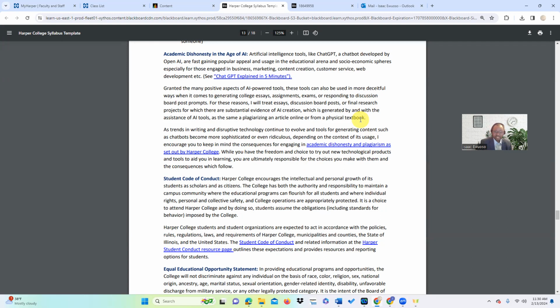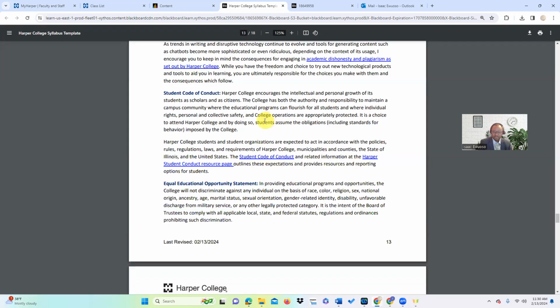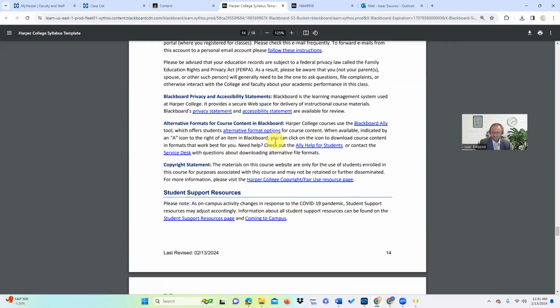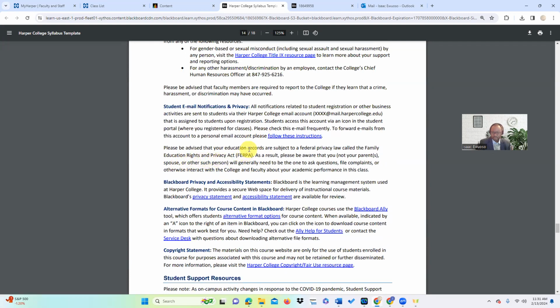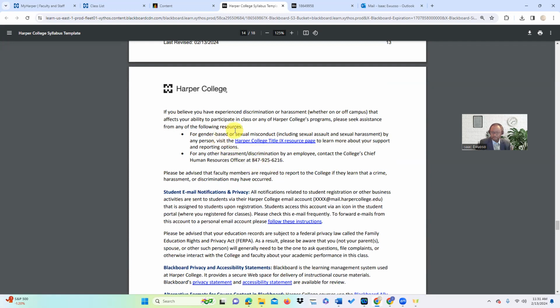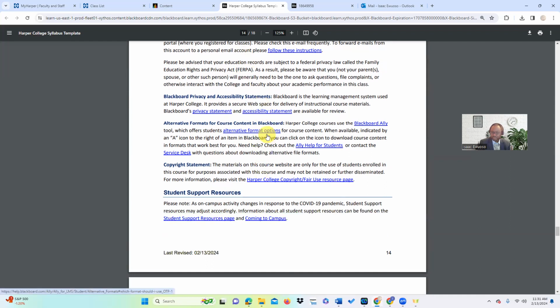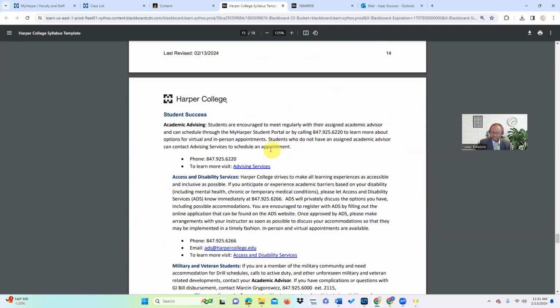Another point I want to raise is the student code of conduct. Take note of that. This is important. Other resources at your disposal: we have gender-based or sexual misconduct information. Make sure you're familiar with it and take advantage of these resources if you're a student who may be going through harassment, or students who are concerned about their rights. If you're an LGBT student, we have resources on campus for you as well, if you have particular concerns. So make sure you check all these areas on Blackboard.